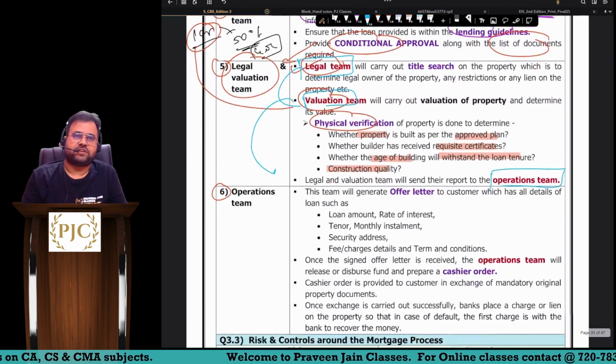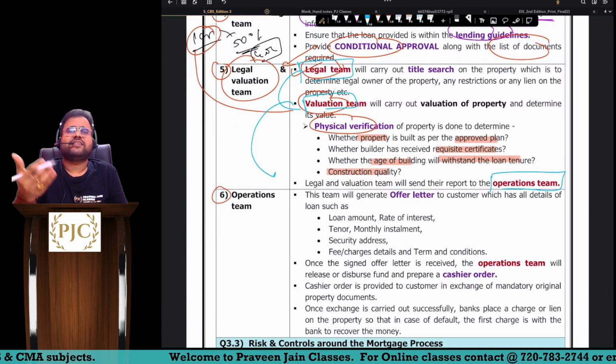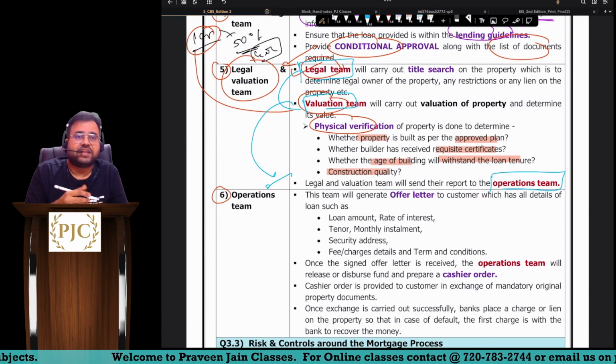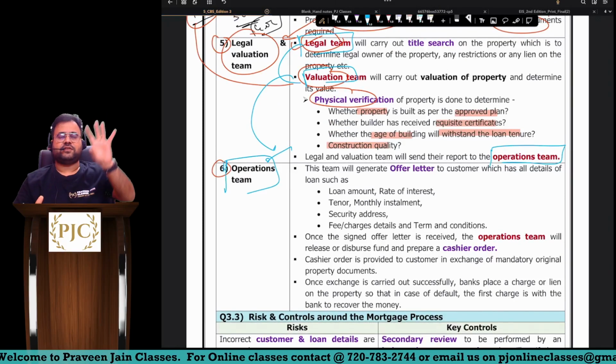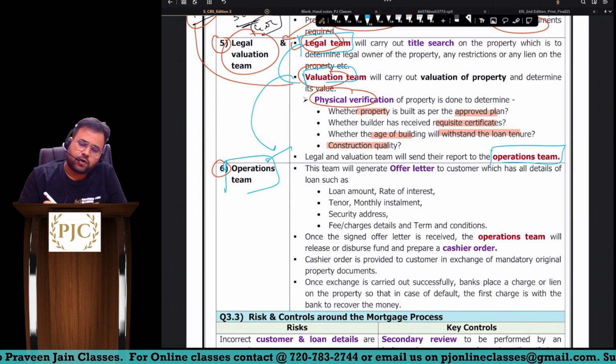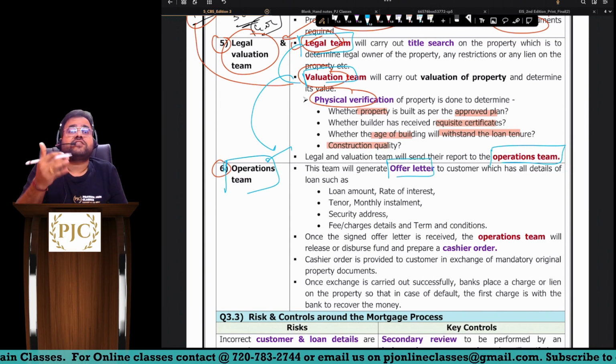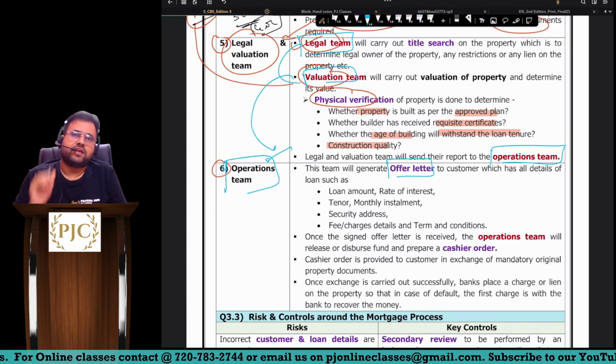After doing this, the legal and valuation team is going to prepare one report and submit it to whom, sir? The operation team. Obviously, if everything is proper, only then will the operation team entertain this. The operation team has received the report that this much is the valuation and no legal problems are there. So now the operation team is going to give you a sanction letter, or you can call it an offer letter, sir.